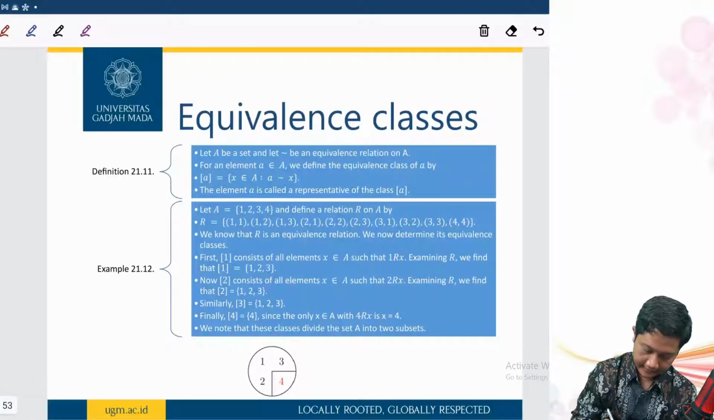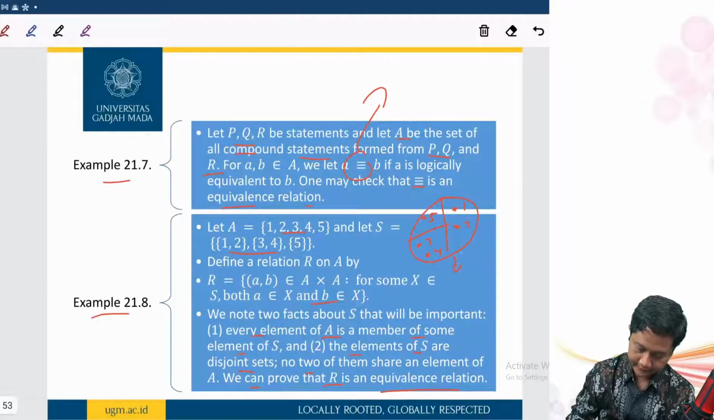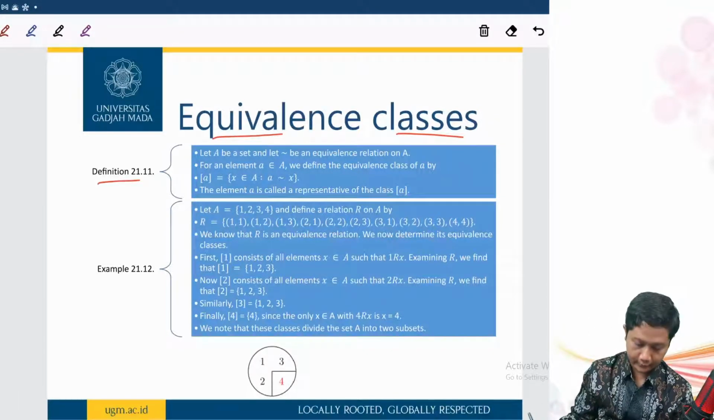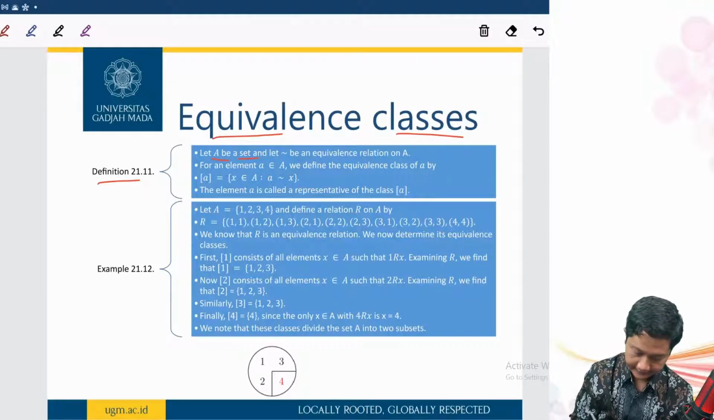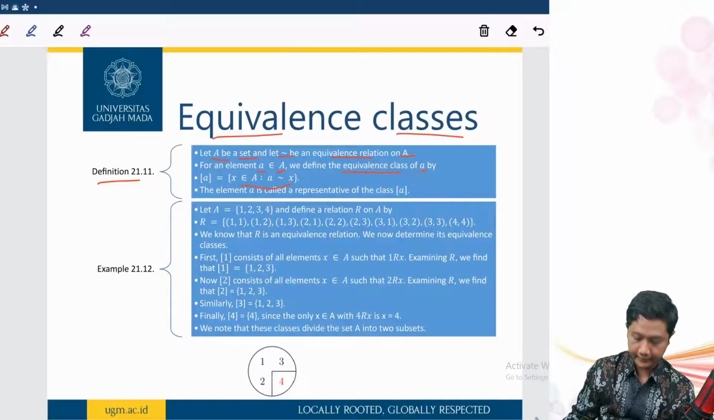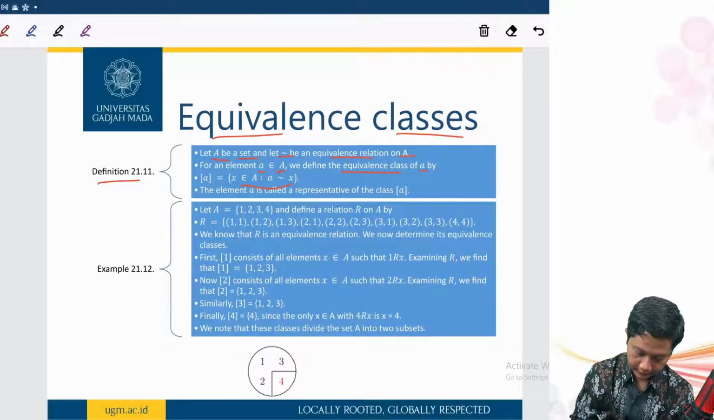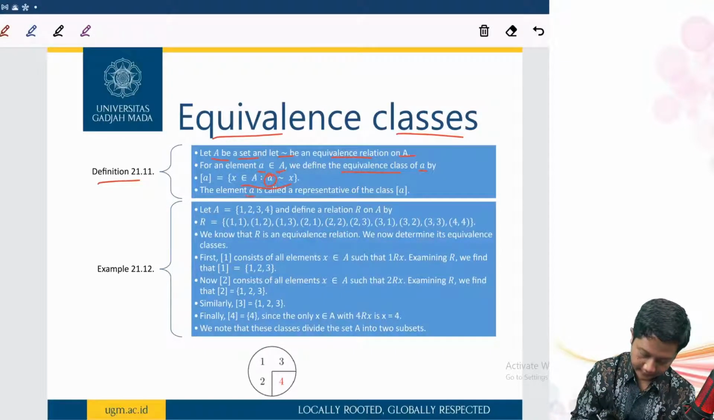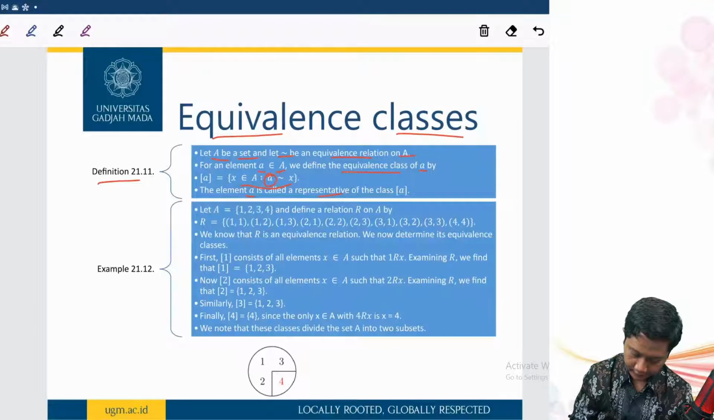Okay, what is the meaning of this picture? So we have the concept of equivalence classes. We have this definition 21.11. When we have a set A and an equivalence relation on A, for an element a in A, we define the equivalence class of a by this: every element of A which is related to our a. And this element a is the representative of this class.